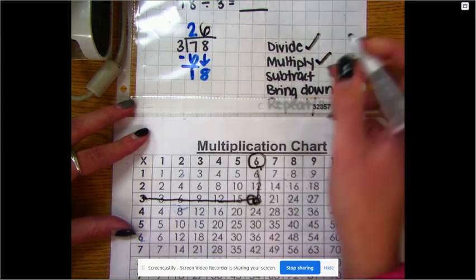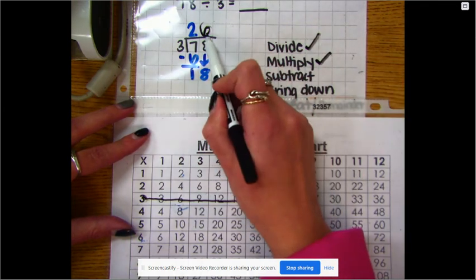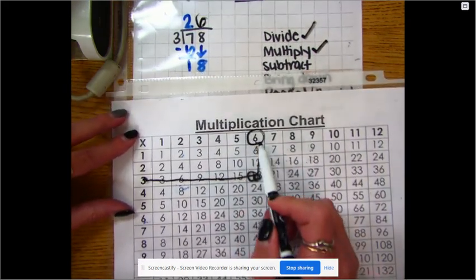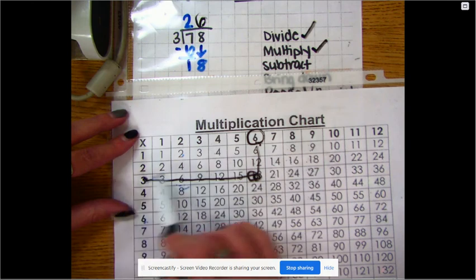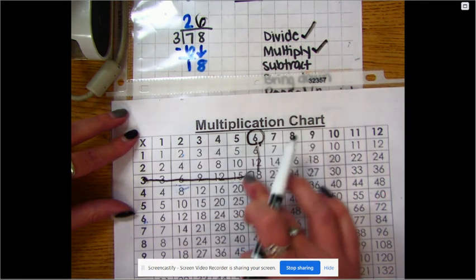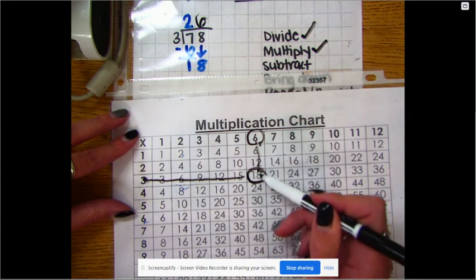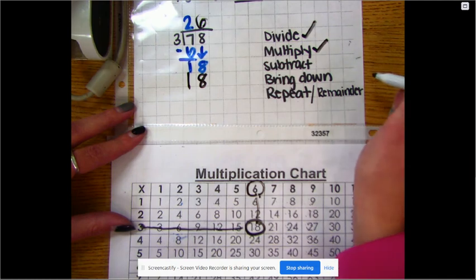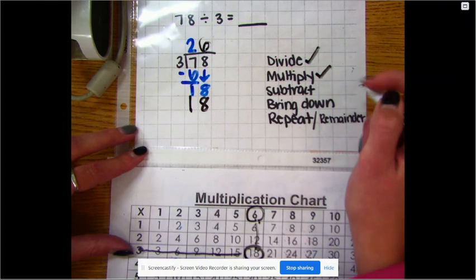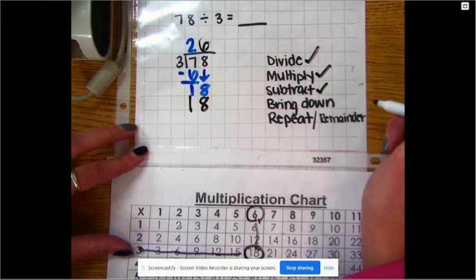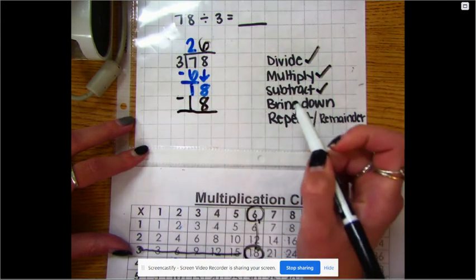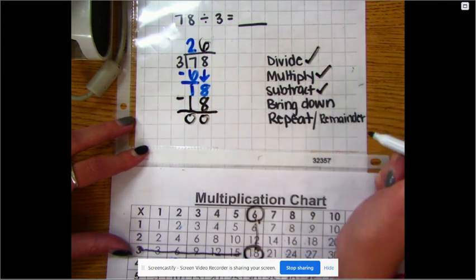Multiply. I'm going to multiply 6 times 3. Or I just look straight at my chart and I think, what is 6 times 3? What is straight down from what I just did? Where did they meet? Where did they touch? Well, they touched at 18. Okay, 2 steps down. What's my third step I'm going to do now? Subtract. Here we go. 18 take away 18. Well, that's 0. I know that.